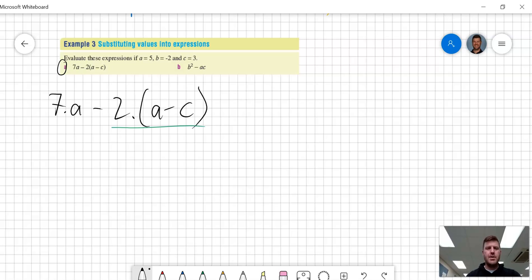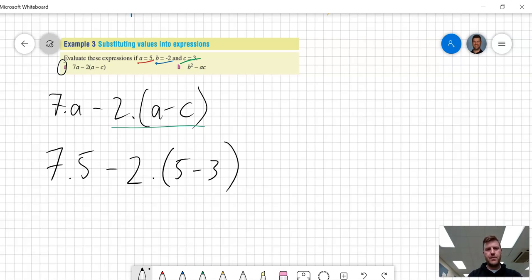Alright, with that in mind, I'm going to go ahead and rewrite these expressions, but instead of a, I'm going to put the number 5, instead of b, I'm going to use minus 2, and instead of c, I'm going to use the value 3. So 7 times, instead of a, I've got 5, take away 2 times, in brackets, a is represented by 5, and c by 3, so 5 take 3.